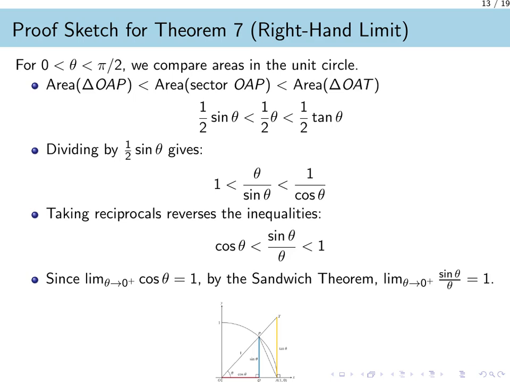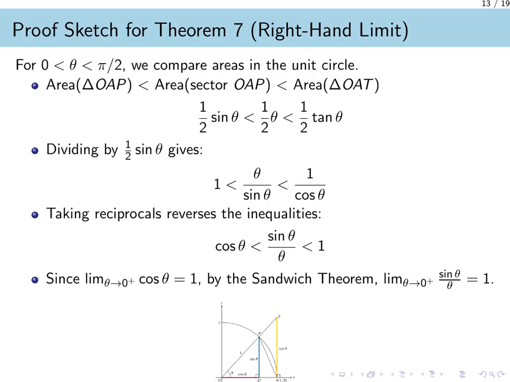For a small positive angle theta, we can see that the area of the small inner triangle OAP is less than the area of the circular sector OAP, which in turn is less than the area of the larger outer triangle OAT. Expressing these areas in terms of theta gives us an inequality. 1/2 sine theta is less than 1/2 theta, which is less than 1/2 tangent theta.